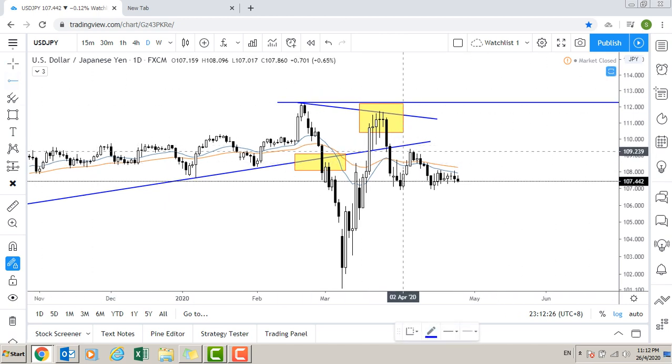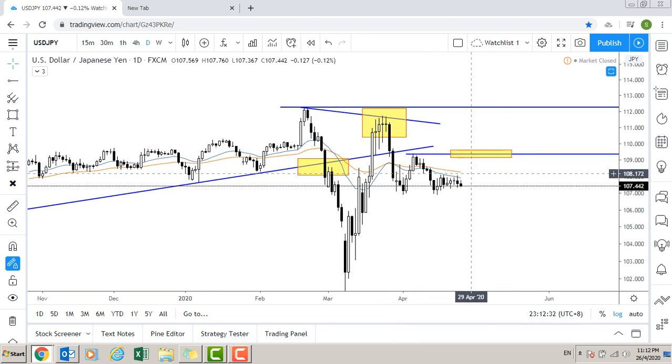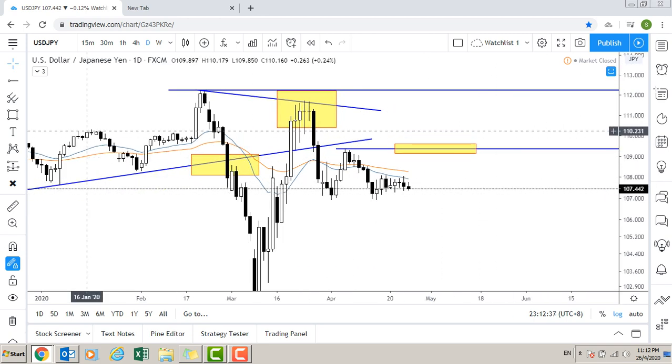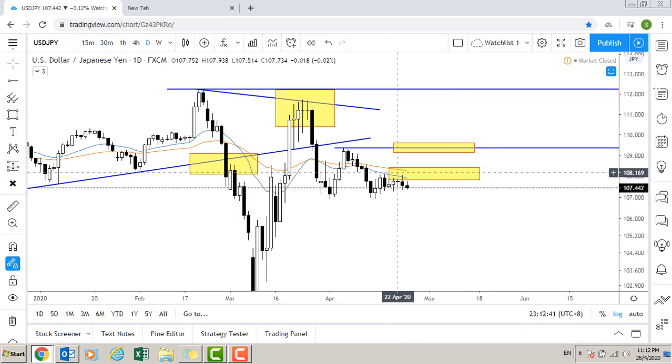So let's say I'm looking for shorts. There are a few areas that we can look at. The first area is the most recent resistance level. Then the second one will be the dynamic resistance level. So this is the dynamic resistance level.